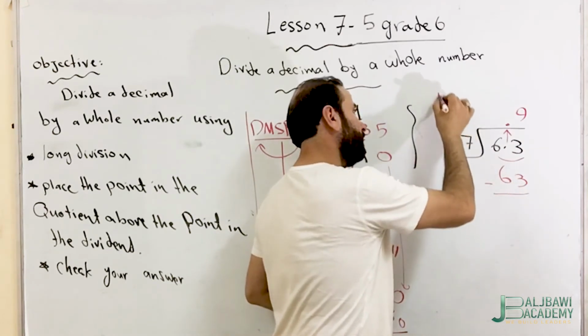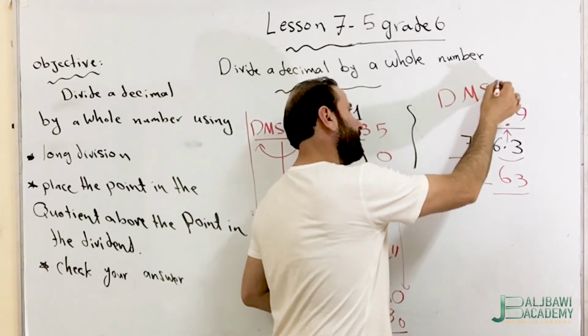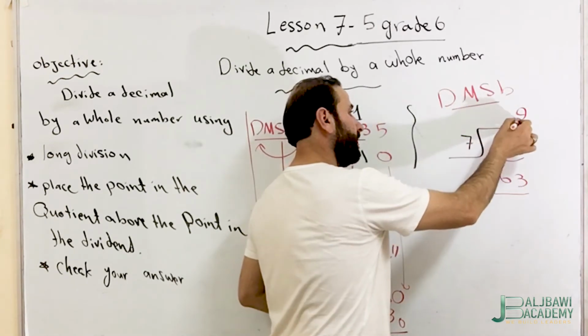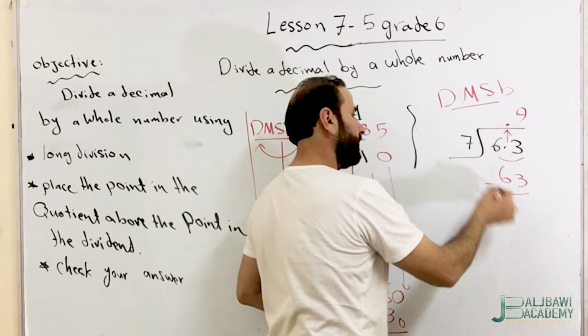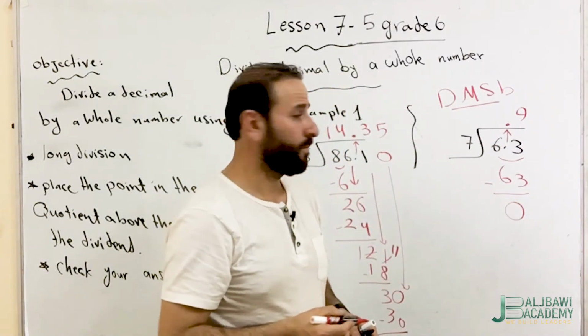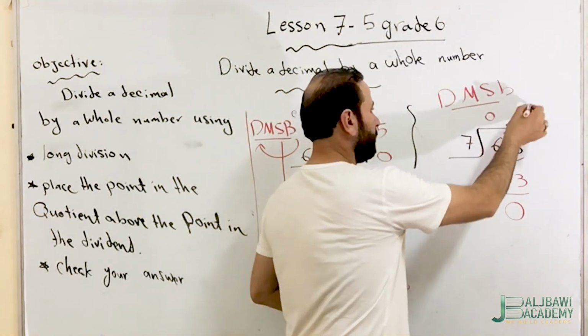The same I do, does McDonald's sell burger? So first I divide 63 by 7, 9. 9 multiplied by 7 equals 63. Subtract them, equals 0. So the answer is 0.9.